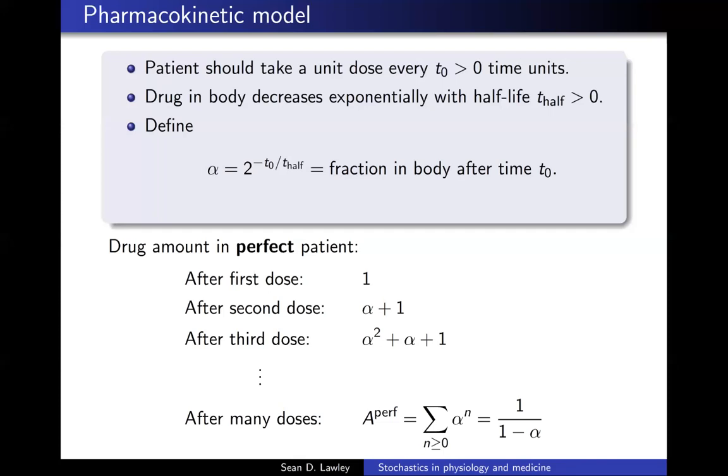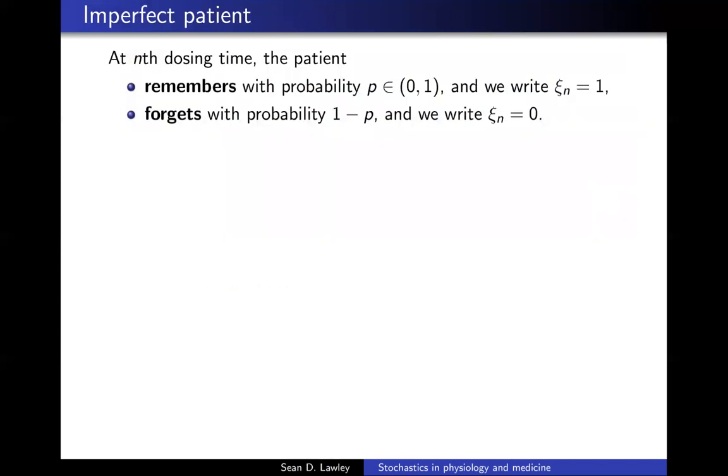Okay, but now let's think about a more realistic patient, where sometimes they miss doses. And so we're going to propose, I think, perhaps the simplest model for an imperfect patient. We'll simply assume that this imperfect patient, at every dosing time, either remembers or forgets to take their dose. So at the nth dosing time, the patient remembers to take their dose with some probability p. And if that happens at the nth dosing time, we'll write x sub n equals 1. So that corresponds to the patient remembering their nth dose. And then they forget with probability 1 minus p, in which case we denote that by x sub n equals 0.